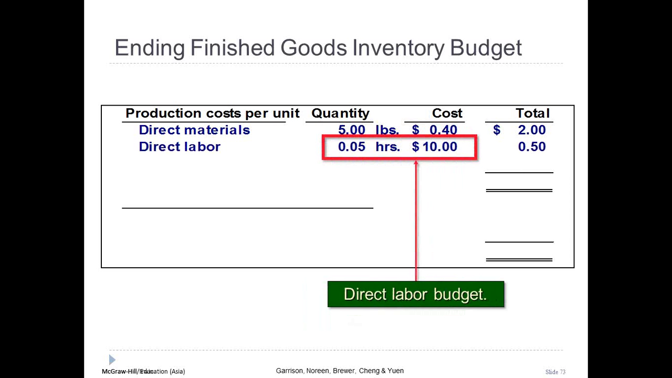The second step is to compute the direct labor cost per unit. It takes 0.05 hours to produce 1 unit, and the pay rate is $10 per hour. We have a direct labor cost per unit of 50 cents. The information needed can be derived by referring back to the direct labor budget.